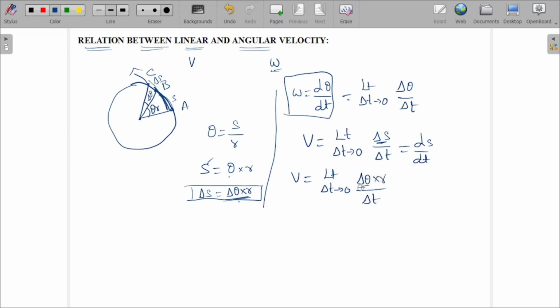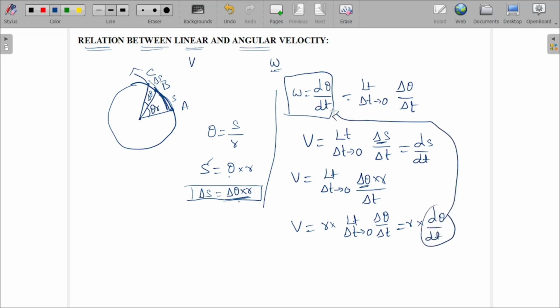Here which is going to change? Delta theta. So r will be the same. So v equal to r into limit delta t tends to 0 delta theta by delta t. So how will this total term be written? r into d theta by dt. So d theta by dt is nothing but omega. So v equal to r omega. Okay, so this is the relation.